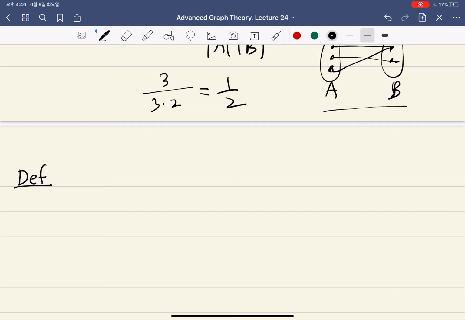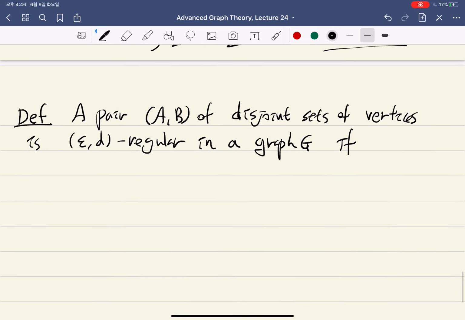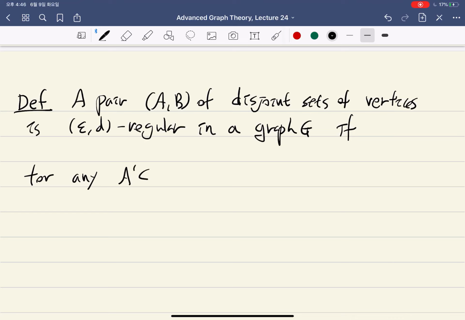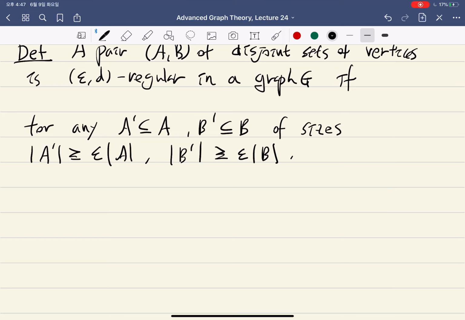And we can define that a pair AB of disjoint sets of vertices is epsilon-D regular in a graph G if the following holds. For any subsets A prime inside of A and B prime inside of B, of sizes not too small, epsilon being some number we fixed, we know that the density between A prime and B prime is very close to D.